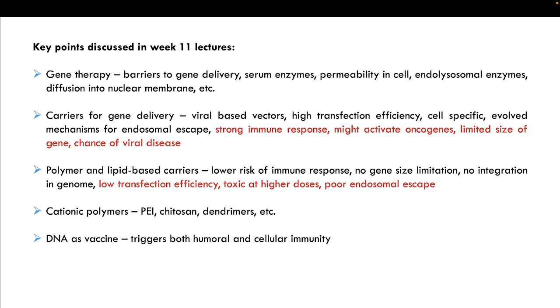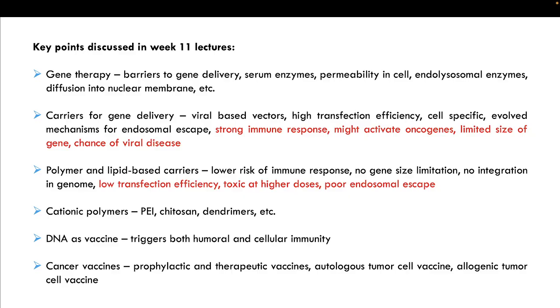So that is one concept of using DNA as vaccine that was discussed in this week's lecture. Next, you have cancer vaccines. These are vaccines against cancer. They could be prophylactic or therapeutic vaccines. What does prophylactic mean? This is like giving vaccine before the cancer has occurred. This is prominent in some cases wherein some of these cancers are caused by viruses. In that case, it is possible to make a prophylactic vaccine for cancer caused by a virus.